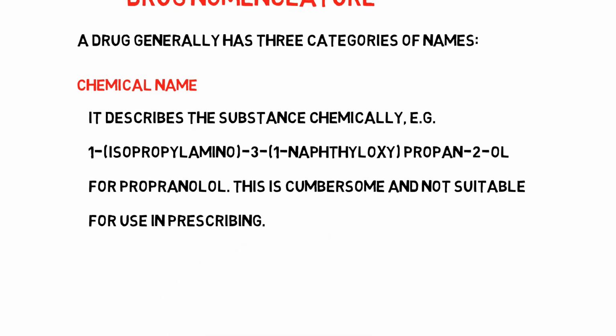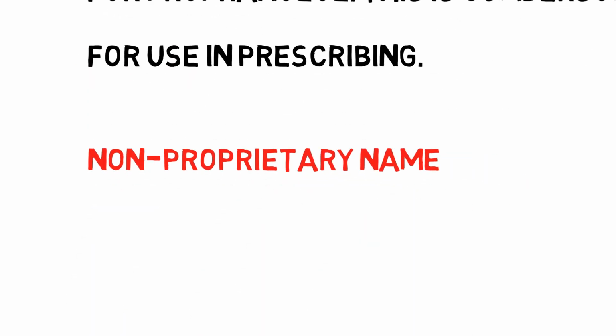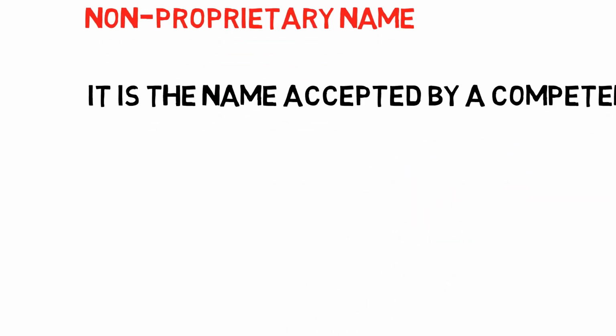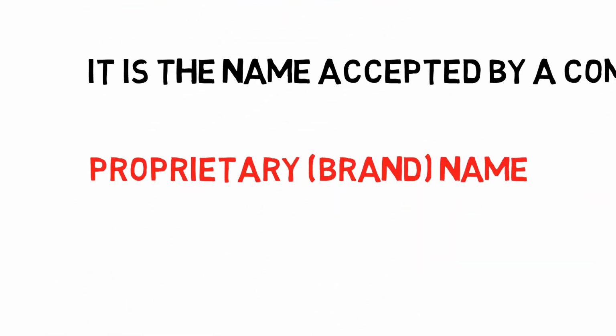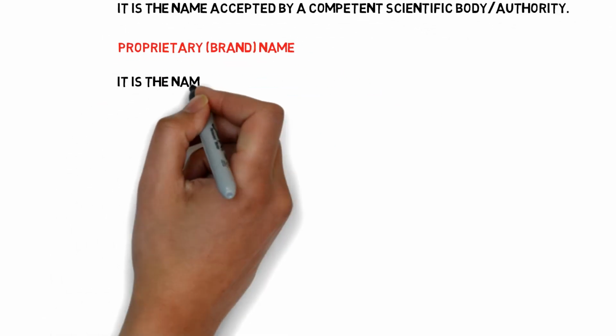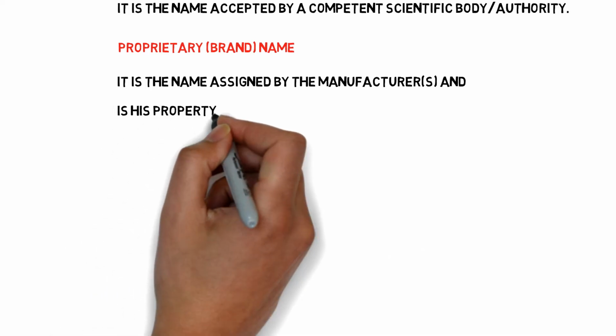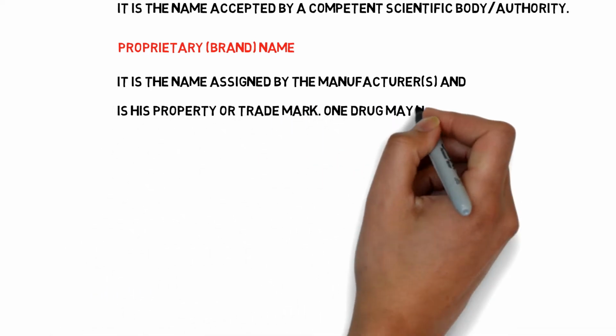And second is the non-proprietary name. It is the name accepted by a competent scientific body or authority. Now the third is the proprietary, or brand, name. It is the name assigned by the manufacturers and is their property or trademark.